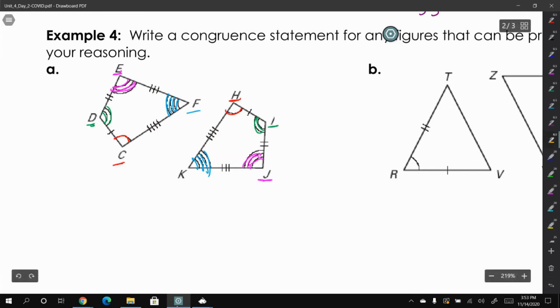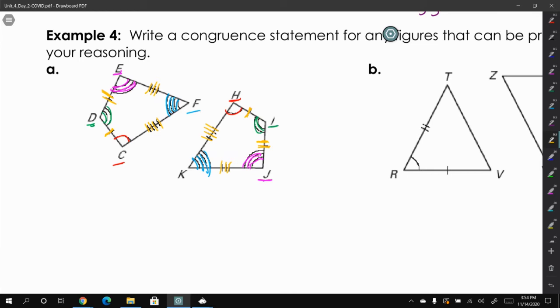Also, DC and HI both have one tick mark on that segment, so those two segments are congruent. DE and IJ both have 2 tick marks, so those 2 segments are congruent. EF and JK both have 3 tick marks on that segment. And then CF and HK both have 4 tick marks on them. That means they're congruent to each other.